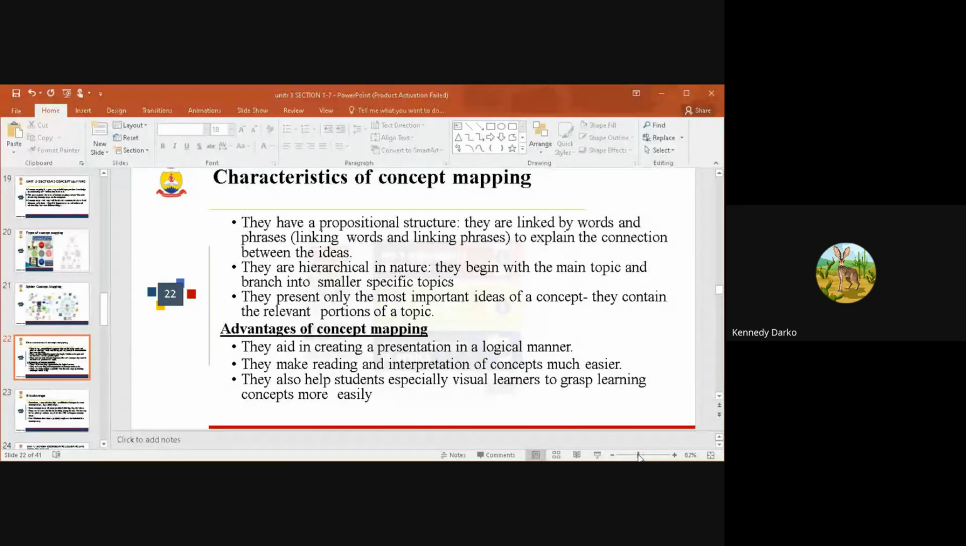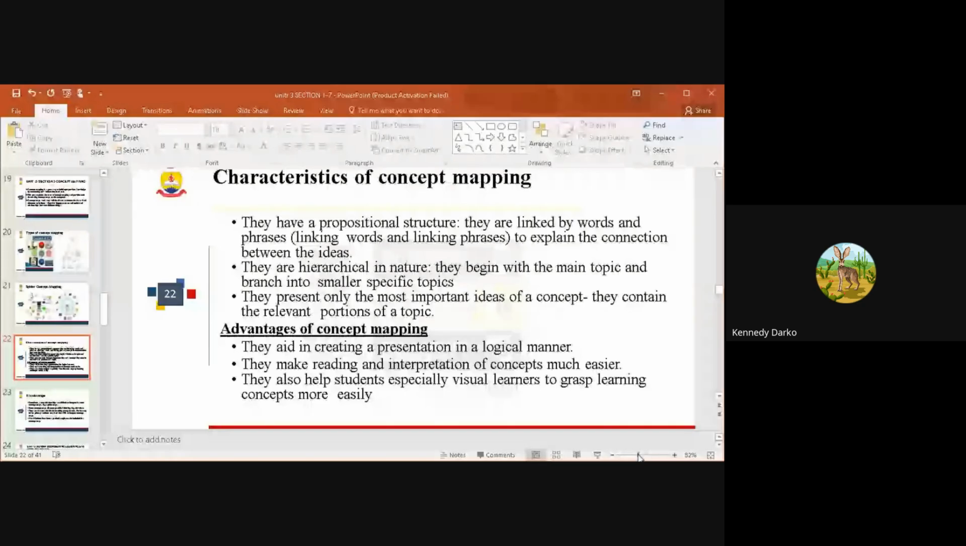They are hierarchical in nature. You cannot just do them anyhow; that kind of chronological arrangement must be put in place. They begin with the main topic and branch into smaller specific topics, like we have the strands and then the substrands. They present only the most important ideas of a concept. They contain the relevant portions of topics, and whatever else you want the student to get. We must be ready to do all those things so that it will help the student to understand.